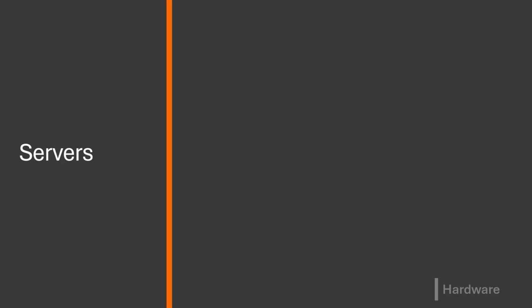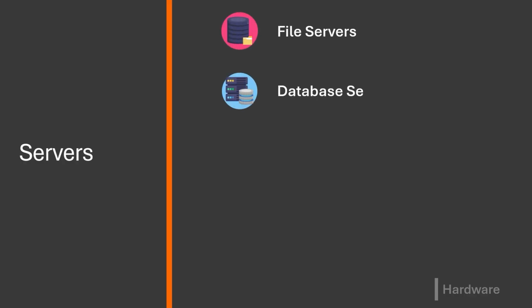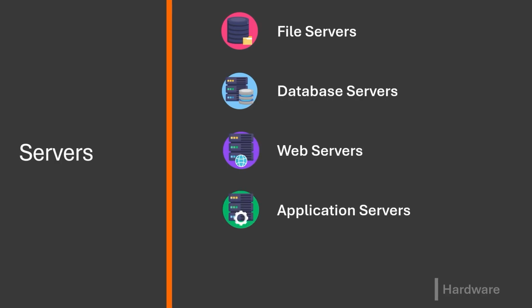These machines are called servers. Common uses of servers in a business are file servers, which store and manage company files, database servers, which run database applications like Microsoft SQL Server, Oracle, or MySQL, web servers, which host websites and online applications, application servers, which run enterprise software such as ERP or CRM systems.